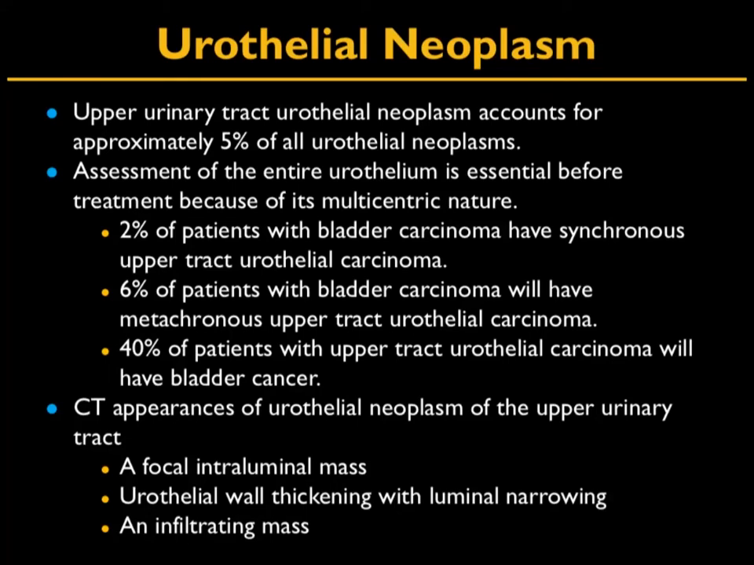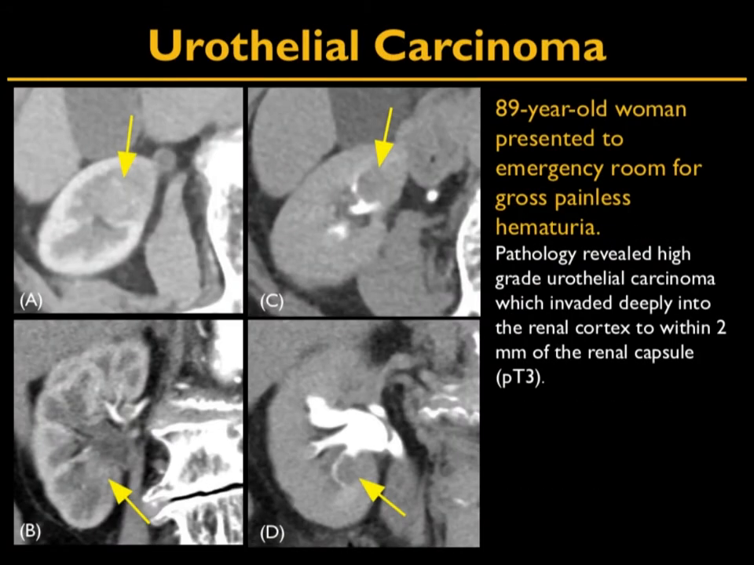So when you're evaluating these patients, it's very important to look everywhere and look very carefully. Seeing one mass is not enough. You've got to keep looking. When you talk about urothelial neoplasms, we talk about focal masses, thickening with luminal narrowing, and an infiltrating mass. So here's a nice example of a mass. You can see in this case from the multiple reconstructions the calyceal distortion.